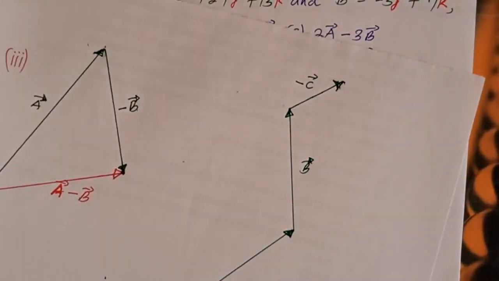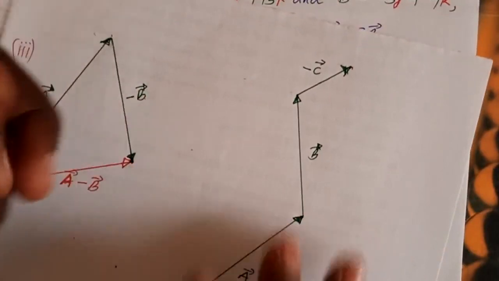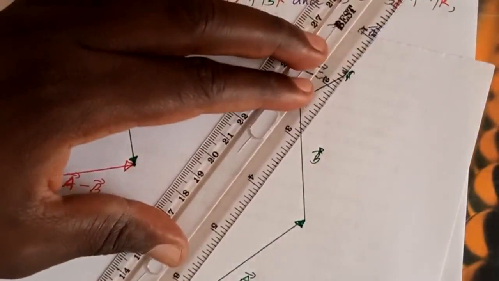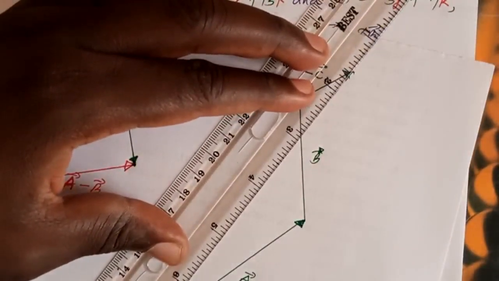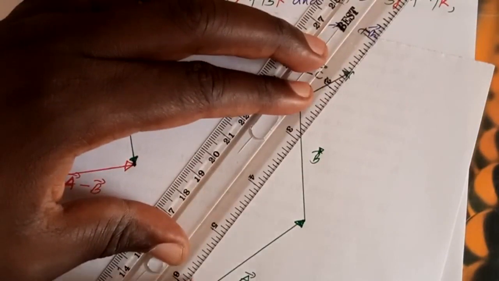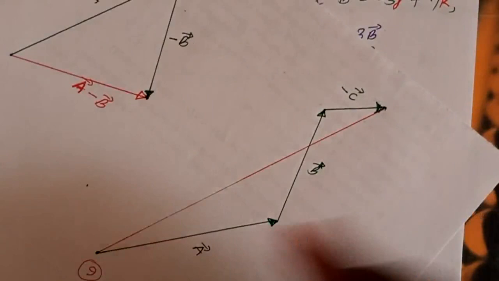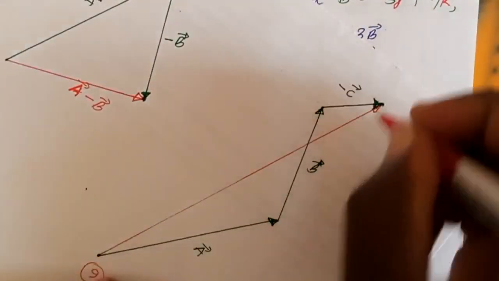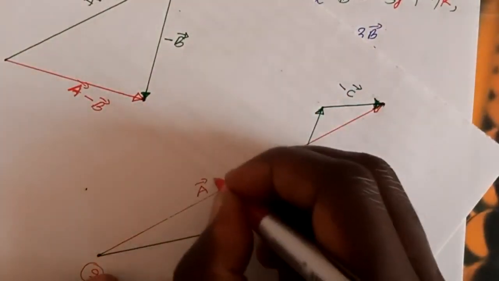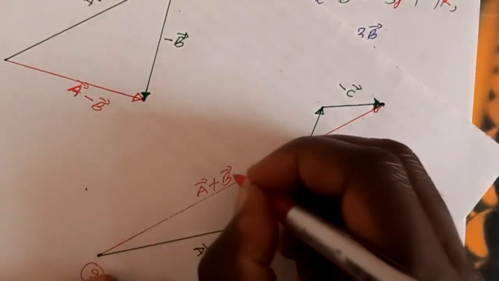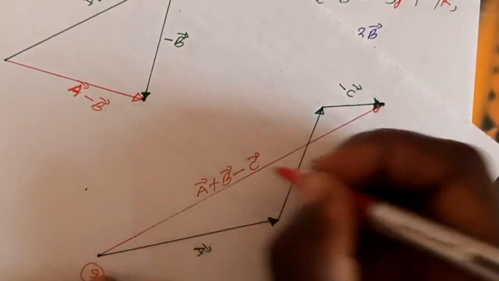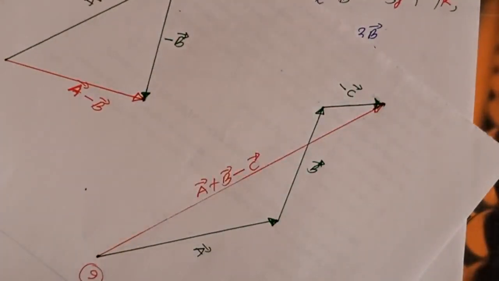So, where is my red pen? I will now draw it like this from here all the way to the head of the negative C. This is my resultant. So this is my A plus B minus C. You see, A plus B minus C.